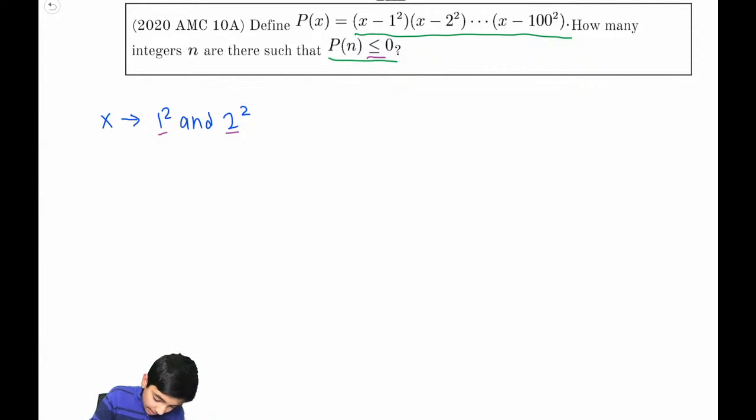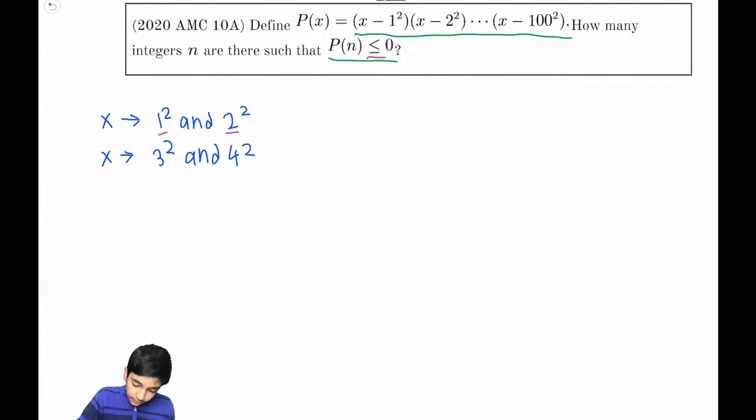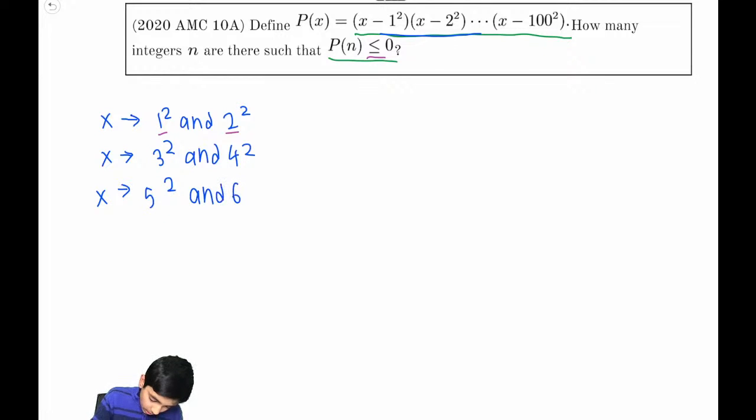Similarly, we can also have x be between 3 squared and 4 squared. If x is between 3 squared and 4 squared, then the first 3 terms will be positive or 0, and the last terms will all be negative or 0. Zero just makes the whole expression 0 and then we're good. Inclusive, again. Similarly, x will be between 5 squared and 6 squared inclusive, all the way until between 99 squared and 100 squared.